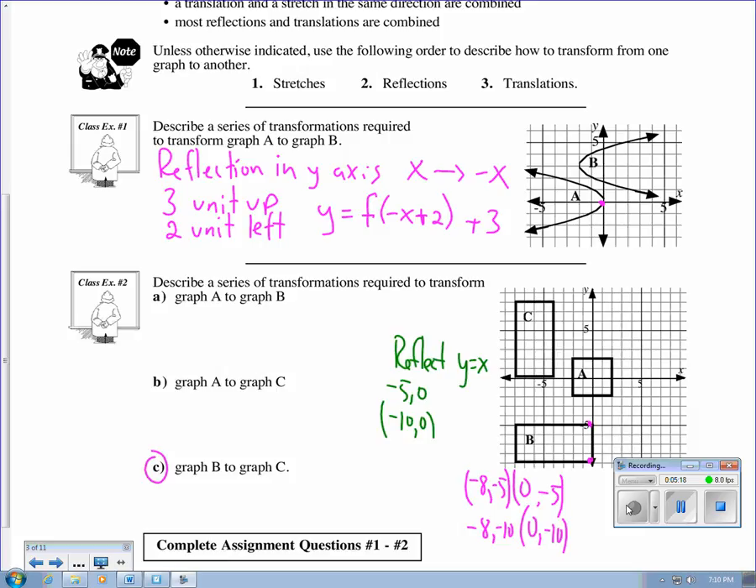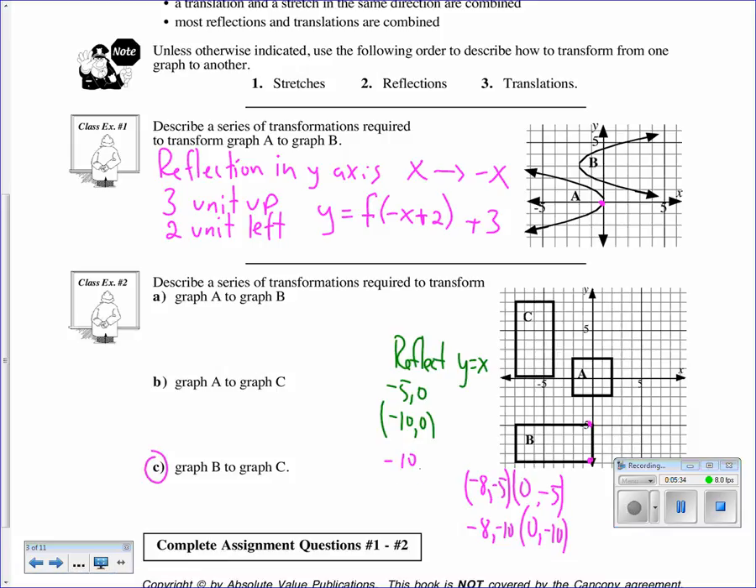So I'm just checking out the other vertices of rectangle B. I took the other corners, minus 8 comma minus 5 and minus 8 comma minus 10. Flipping those around gives me minus 10 comma minus 8 and minus 5 comma minus 8. So I'll plot roughly where those points are. The graph scale is a little short.